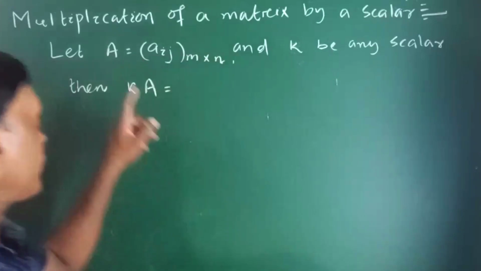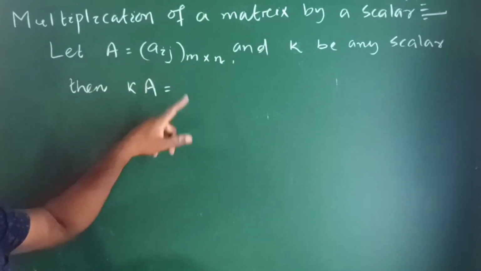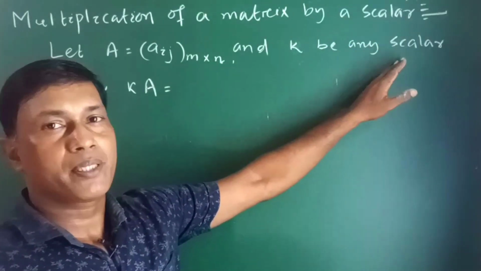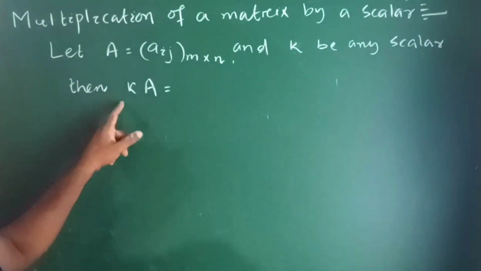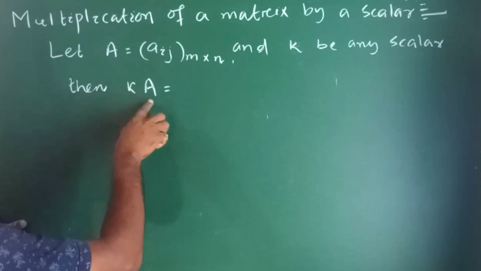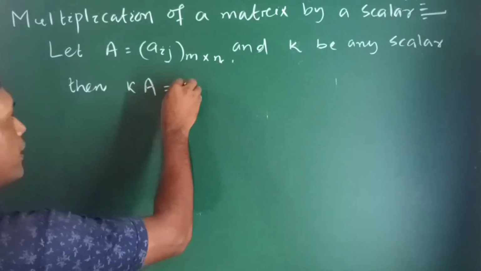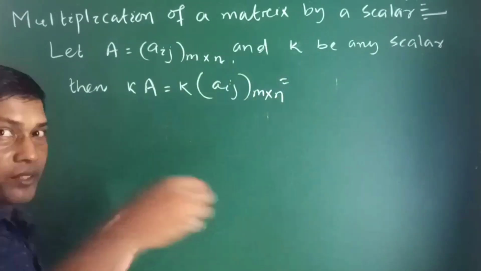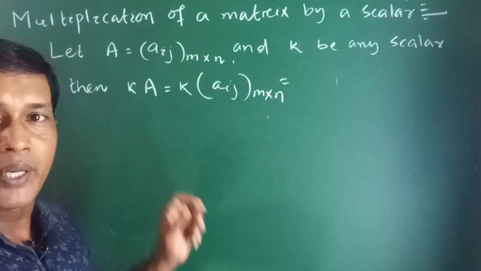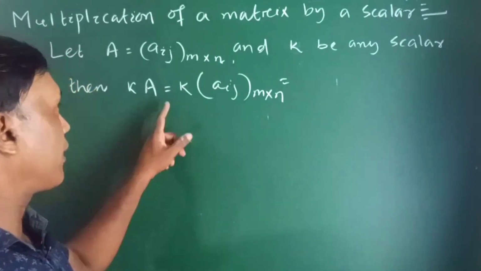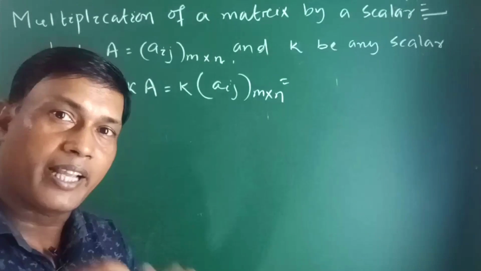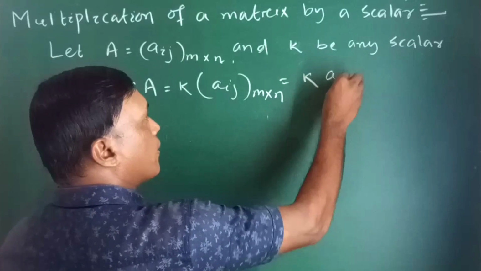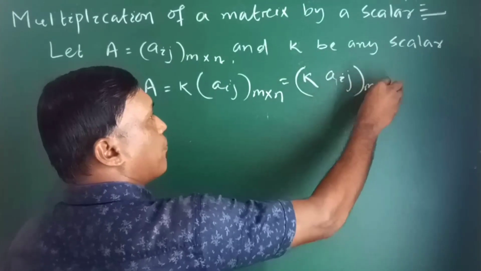So look, suppose A is a matrix Aij of order m cross n and K is any scalar. Scalar means real number or complex number. Now K into A means a scalar into the matrix is K into Aij of order m cross n. When a constant is multiplied with a matrix, then that constant is multiplied with every element of that matrix. That means this is K into Aij of order m cross n.